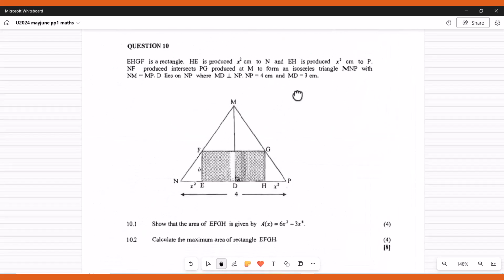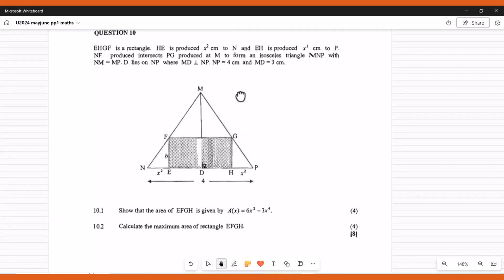They say here, question 10, that EHGF is a rectangle. HE is produced x squared centimeters to N, and EH is produced x squared centimeters to P. NF produced intersects PG produced at M to form an isosceles triangle MNP with NM equals MP. D lies on NP, where MD is perpendicular to NP, and NP is 4 centimeters and MD is 3 centimeters.